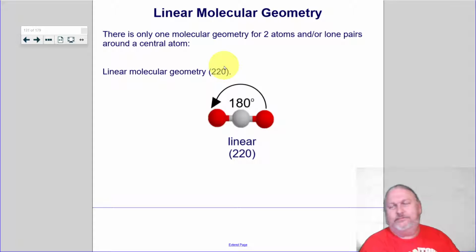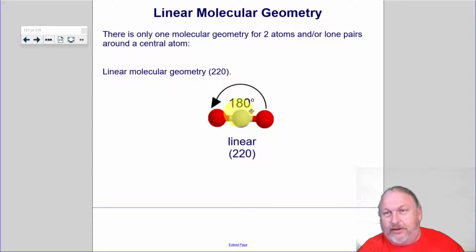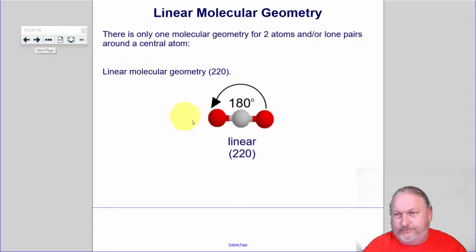So, let's move from the electron domain geometry to the molecular geometry. So, the electron domain would have a different shape than the molecular shape. Those lone pair, remember I told you when we started this, they do something. Those electrons are pushing the other parts away, and that will affect the geometry. So, for a linear molecule, there is only one molecular geometry for two atoms and no lone pairs around a central atom. So that's going to be linear, or the VSEPR number would be 220, two bonded domains.